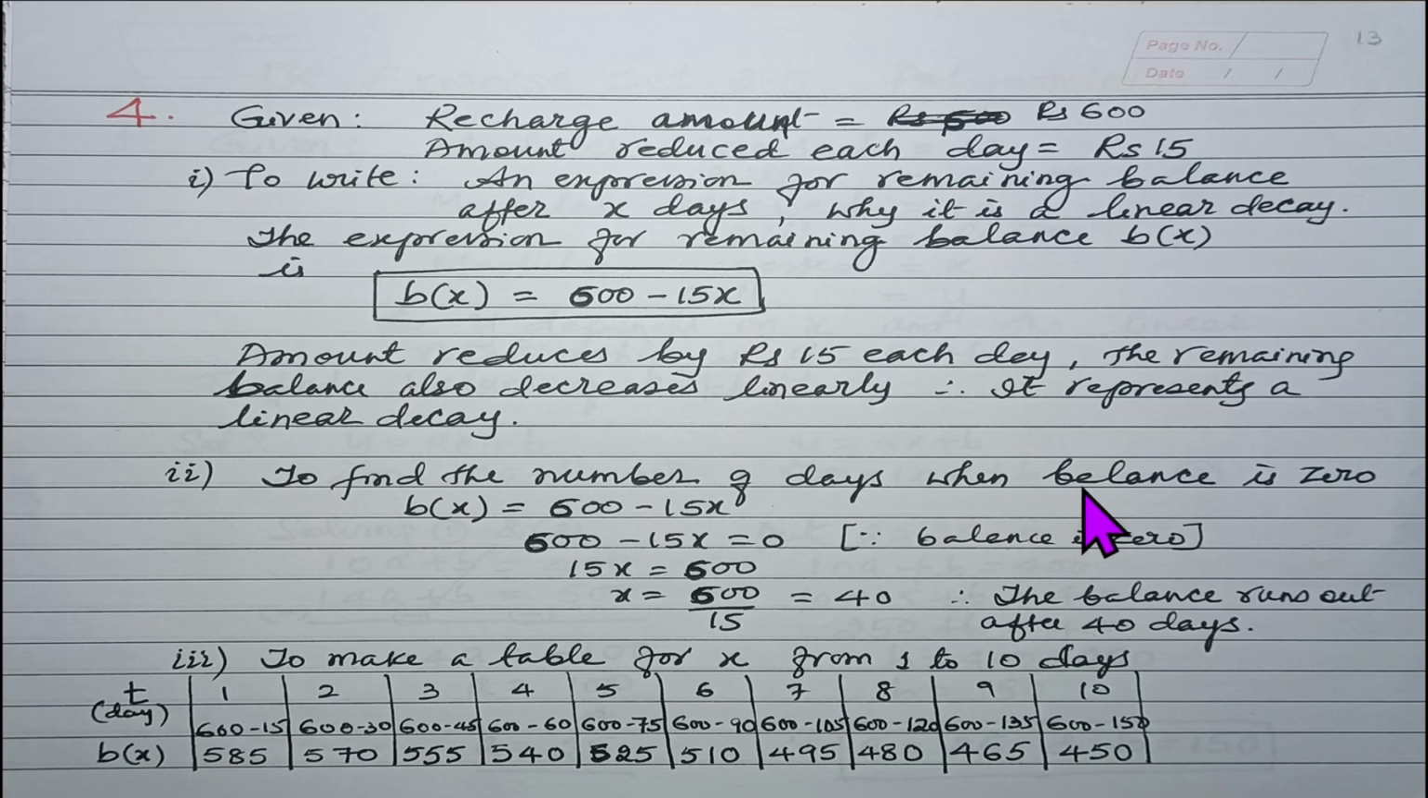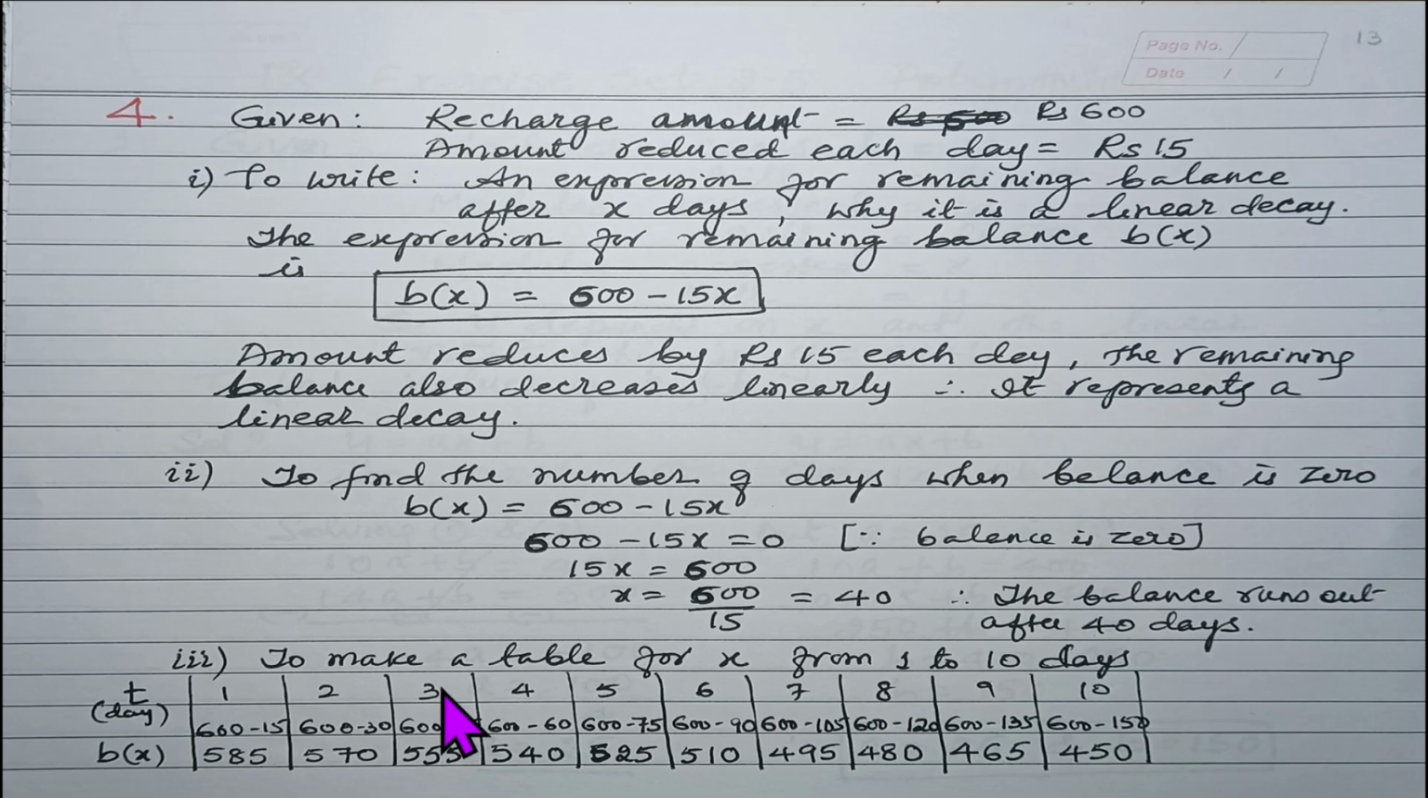Now to find the number of days when balance is 0. So when the balance is 0, naturally b of x will be equal to 0, therefore 600 minus 15x is equal to 0, 15x is equal to 600, x is equal to 600 by 15, and that will be 40. Therefore the balance becomes 0 after 40 days.